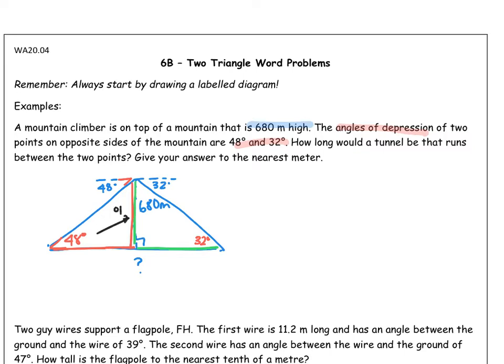opposite and adjacent. It's using tangent. So tan of 48 equals 680 over x. So I end up with 680 over tan of 48 degrees. X is equal to 612.3.